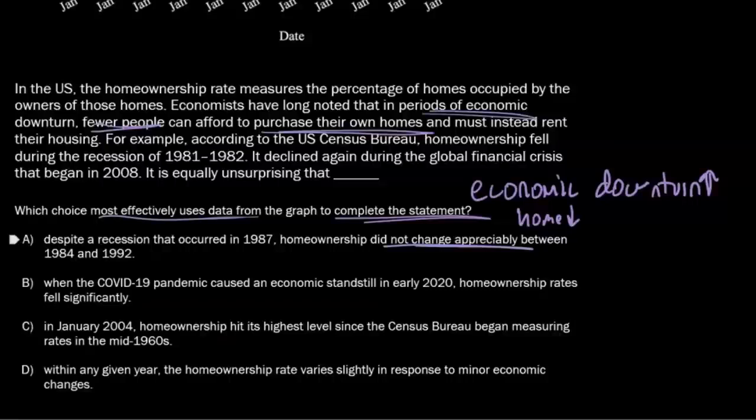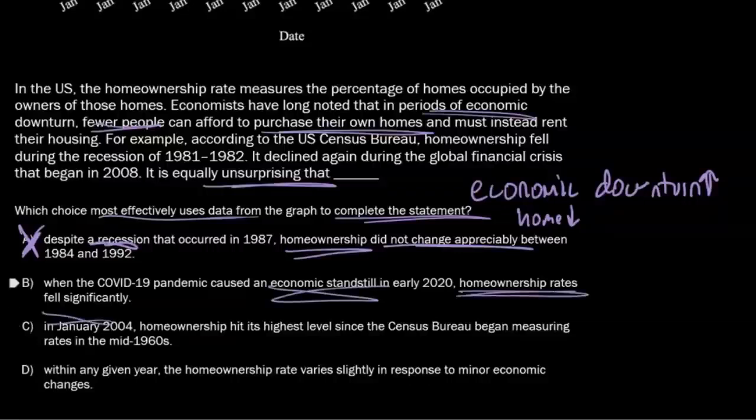This one, immediately I can just tell you without looking at the graph, it doesn't make sense, because when a recession occurs, when we have economic downturn, it's saying that home ownership did not change. Okay, this does not complete that statement, right, because it's trying to show a pattern. Now, this is the next one: home ownership rates fell significantly. Again, we know economic standstill, economic downturn, so it could be B.